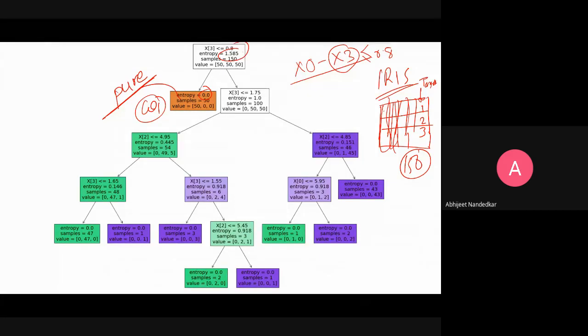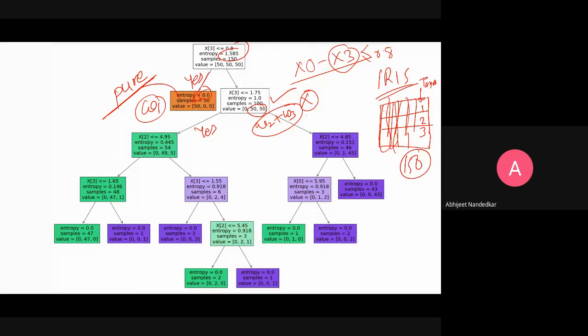Now when you say yes, you reach this node. When you say no, you are here. Here the table will check whether x3 is less than 1.75. If yes, it will go to this side. If no, it will go to this side. Like that it will go on and on. At this level, you will see that there are 50 samples from omega 2 and 50 samples from omega 3. So there is a mixture of these two classes. This is not a pure node, so it will not be declared as a leaf node.